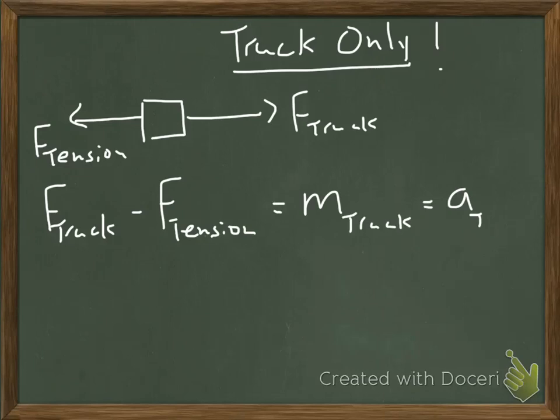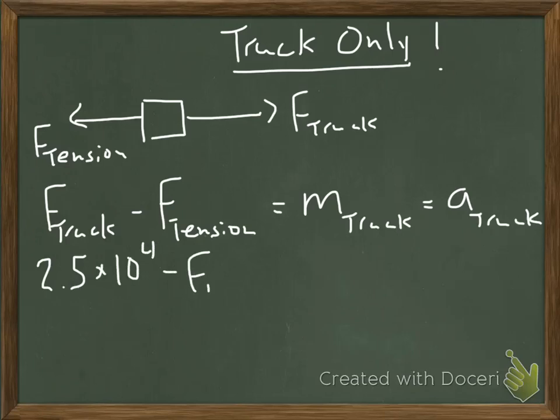So I'm writing out our expanded equation here of Newton's second law. I'm sorry, that should be times A. We have our sum of the forces on the left, the force of the truck minus the force of tension. So that's the net force equals the mass of the truck, because we're doing the truck only, times the acceleration of the truck only. So this is Newton's second law written out, expanded.